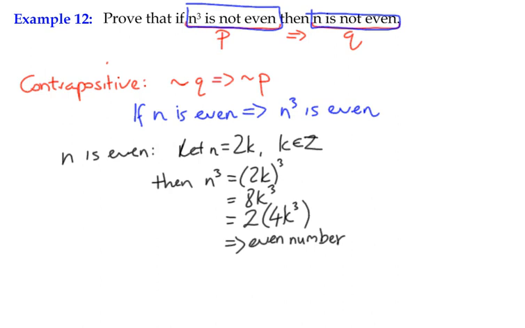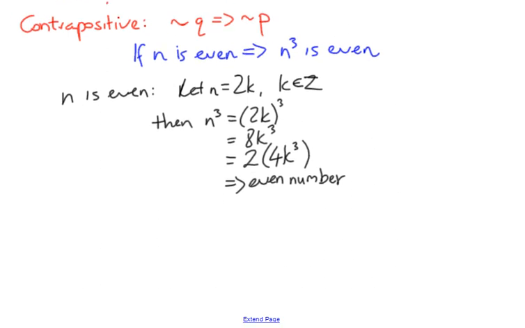Okay? Because it's a multiple of 2. So, if n cubed is an even number, given that n is even, we have proven our contrapositive to be true. That is, if n is even, it implies that n cubed is even. We've shown that to be true.